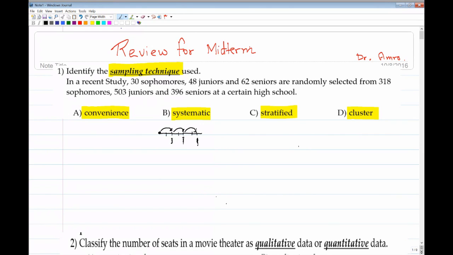In stratified, what you do first is divide the population into different groups. And then after that, you go to each group and you select some out of each. You can select them all, but you also can select some. So the minute you actually went to each individual group and select from it, that will be called stratified.